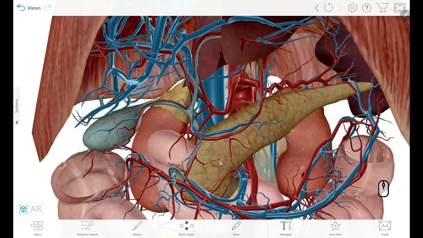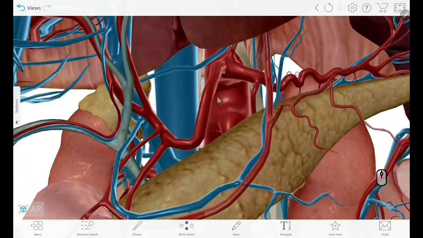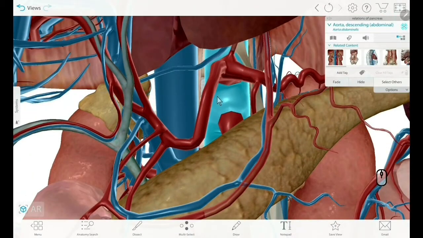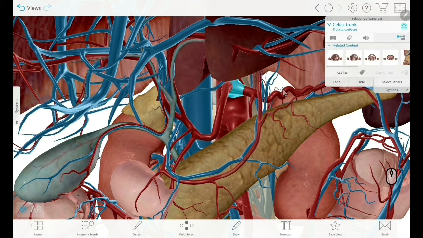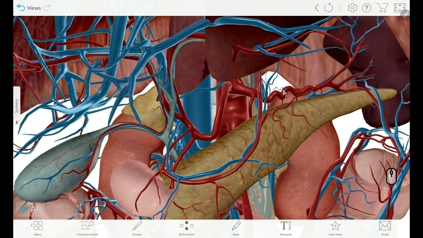Talking about the relations of the head of the pancreas, we should first talk about the celiac trunk. So this here is the aorta. Now we can see an anterior branch coming out from the aorta. So this is called the celiac trunk.